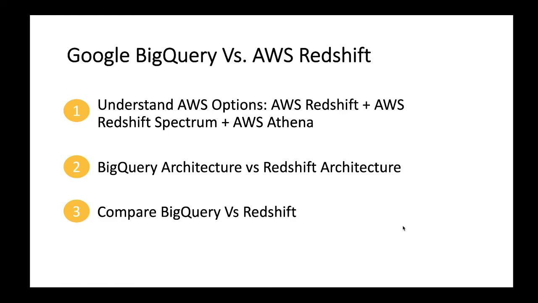If we were to do a true apples to apples comparison, we need to compare BigQuery to a suite of AWS offerings, which includes AWS Redshift, Redshift Spectrum, and AWS Athena. And only then is it really an apples to apples comparison. So that's what we'll do first. We'll try and understand what these technologies are from AWS, and then we'll take a detour and look at the underlying architecture. So specifically, we'll look at the architecture for BigQuery and Redshift.